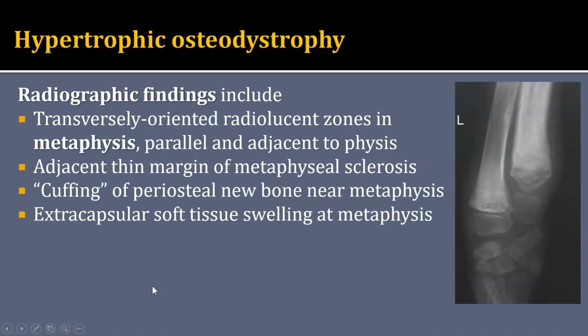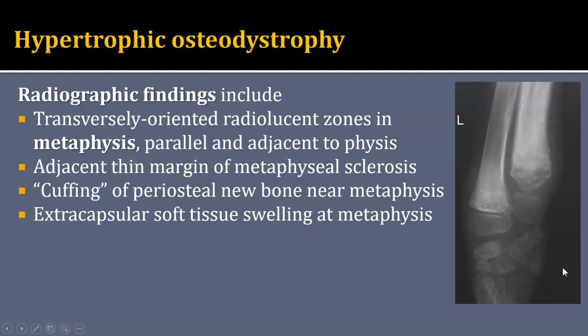Because of the osteoclast activity and the necrosis, the primary and early radiographic finding is of a transversely oriented radiolucent zone in the metaphysis, parallel and adjacent to the physis. So again, this is kind of a lytic lesion.